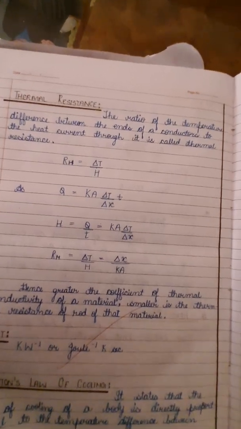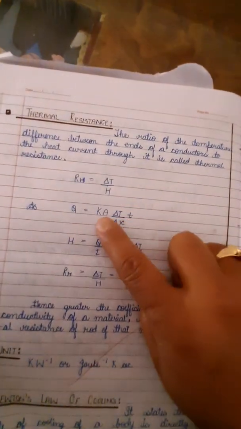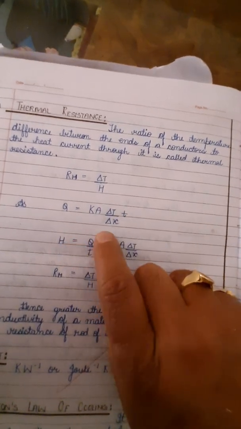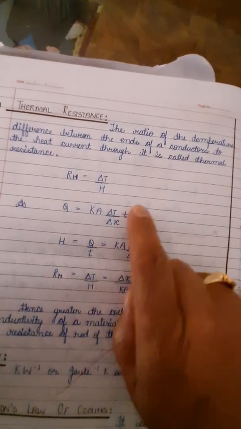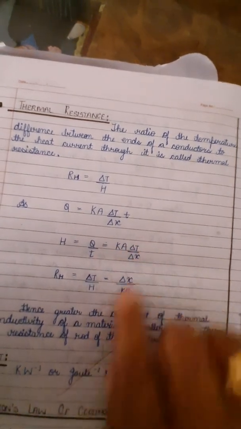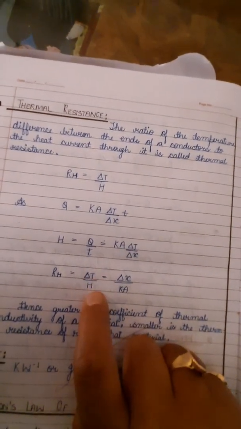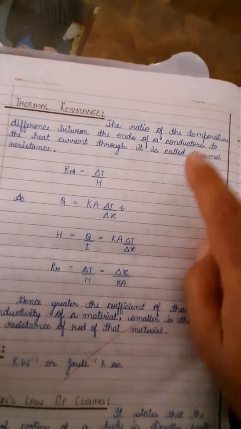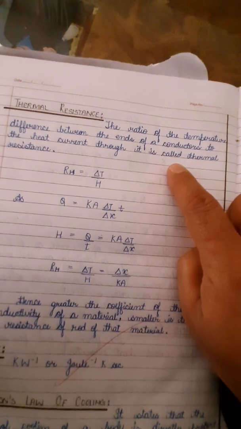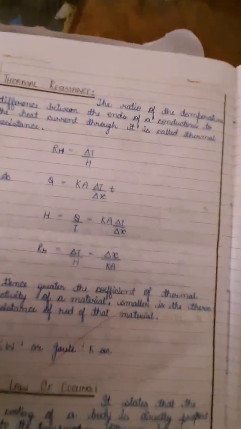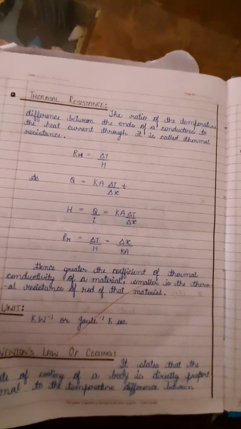So what is H equal to? From the coefficient of thermal conductivity K, this is the formula here. H is equal to Q upon t, dividing it by t, Q upon t is K into A into delta T upon delta X. You know delta T upon H, this H will come this way. So delta T upon H is called RH. So RH is equal to delta X upon K into A. So this is called thermal resistance.